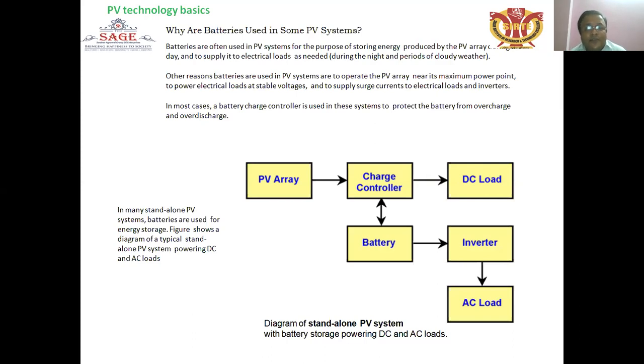Other reasons batteries are used in a PV system are to operate the PV array near its maximum power point, to power electrical loads at a stable voltage, and to supply surge current to the electrical loads and the inverters. In most cases, a battery charge controller is used in this system to protect the battery from overcharge and over discharge. The PV array is here, which feeds the charge controller and is converted to the DC load. Here is the battery which is used for storing energy, going to the inverter side, and from the inverter side the AC load is blinking here.